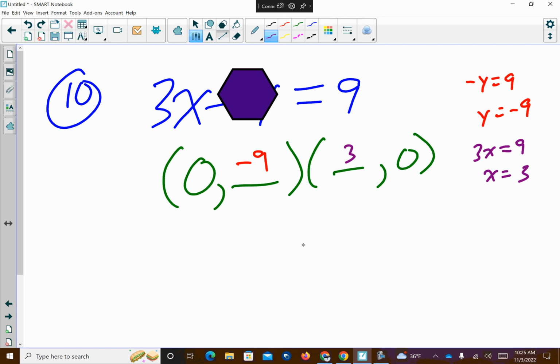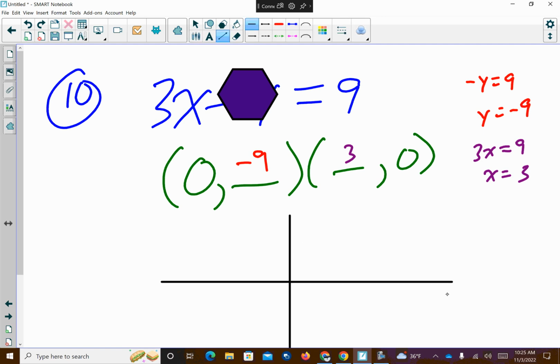Let's draw myself an XY axis best we can. Look at that. Using the straight edge tool works. All right. So 0, -9. 1, 2, 3, 4, 5, 6, 7, 8, 9. And then 3, 0. 1, 2, 3. There it is. Again, I can see the two blue dots. I have arrows going both ways. And I have this shape here.